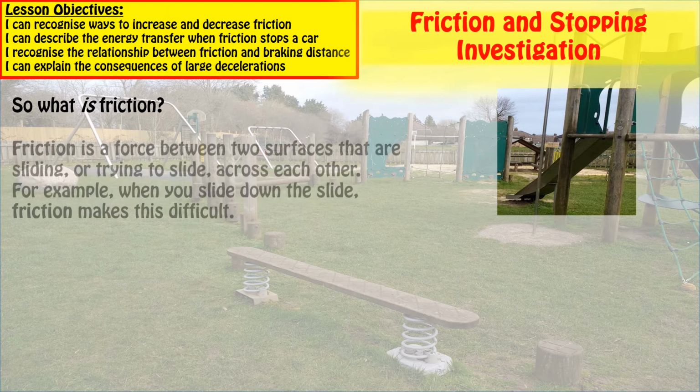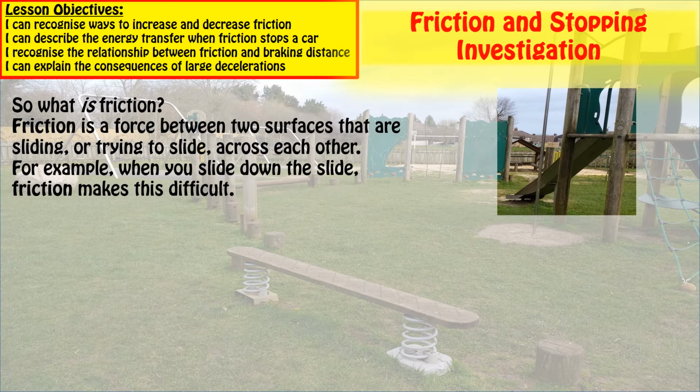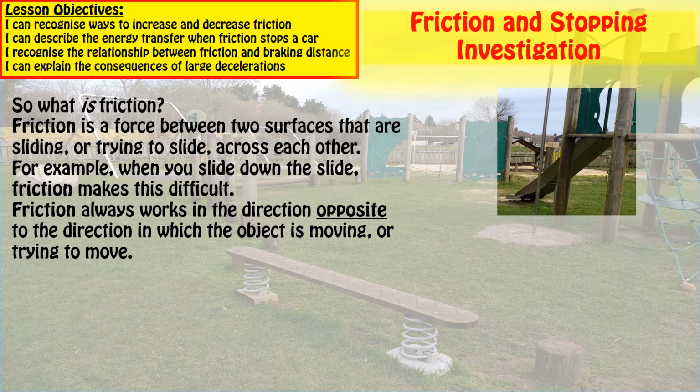So looking at the slide then, this can actually help us to determine what friction is. So friction is a force that occurs between two surfaces that are sliding or trying to slide across one another. For example, when you slide down the slide, friction makes this difficult. Okay, it's trying to stop you from going downwards. It works in the opposite direction, and we learned about this in a previous lesson. So friction is an oppositional force because it works in the opposite direction to which the object is moving. So can you please pause the video and write down the words on the left into your books, please?